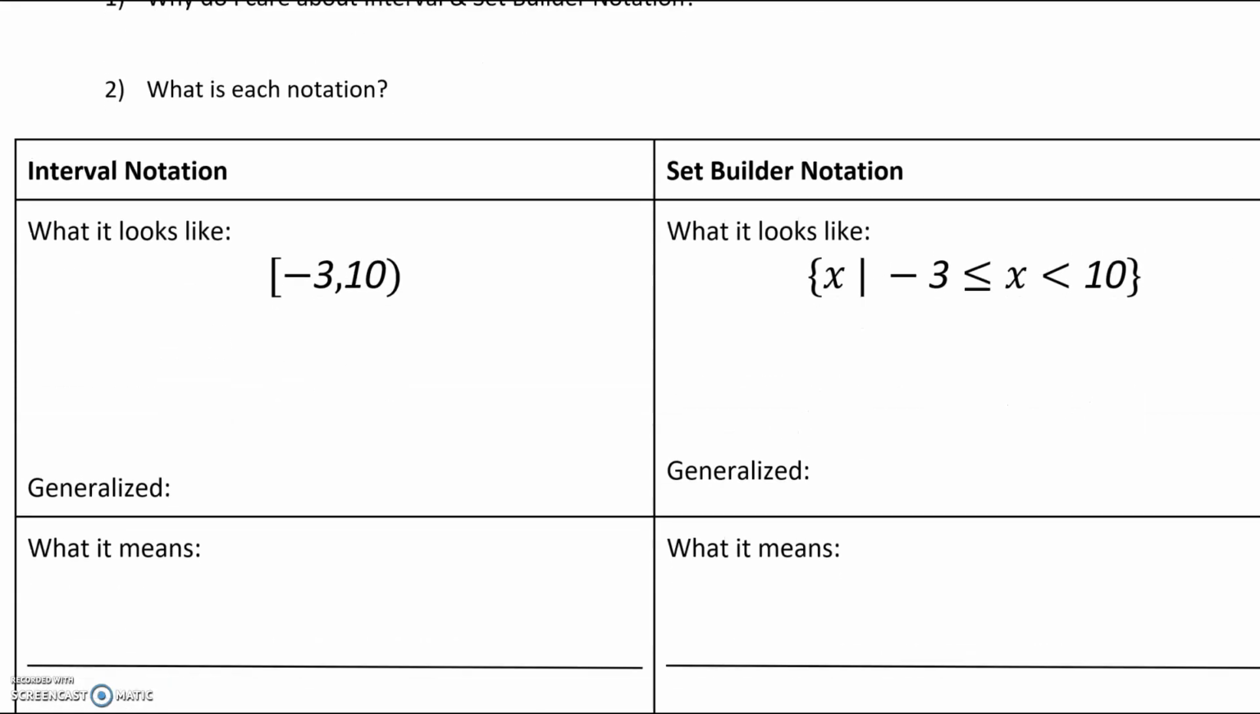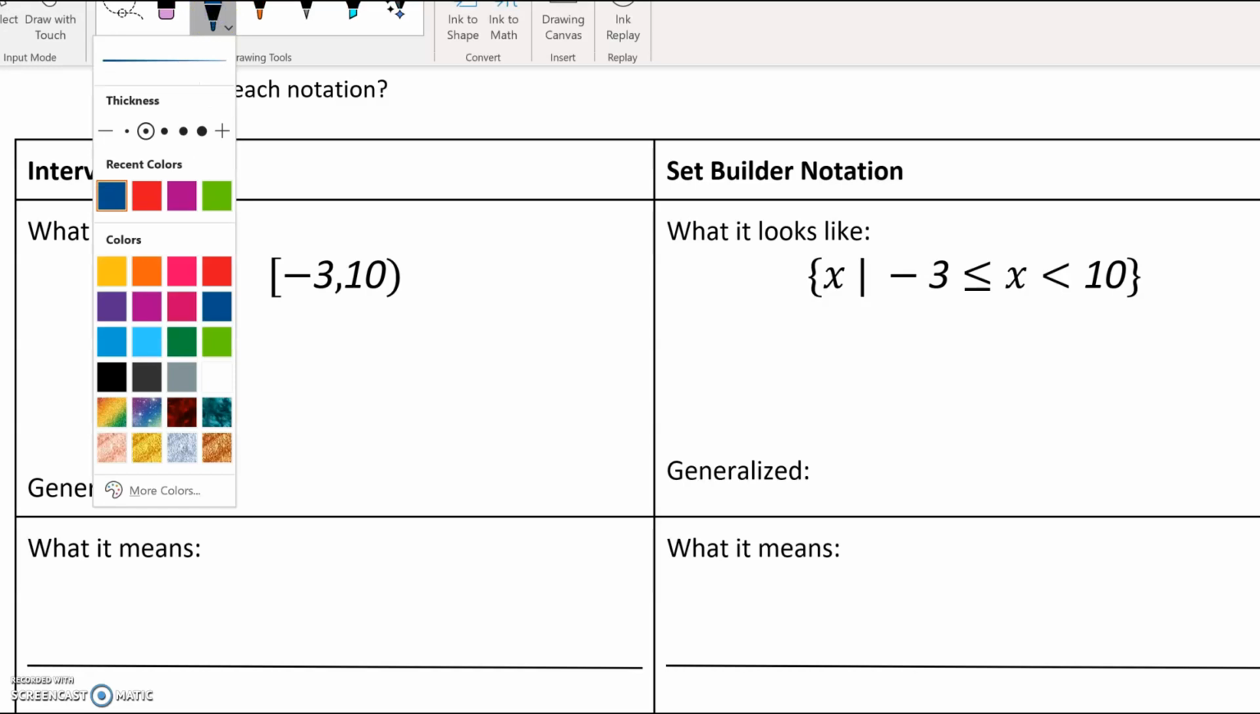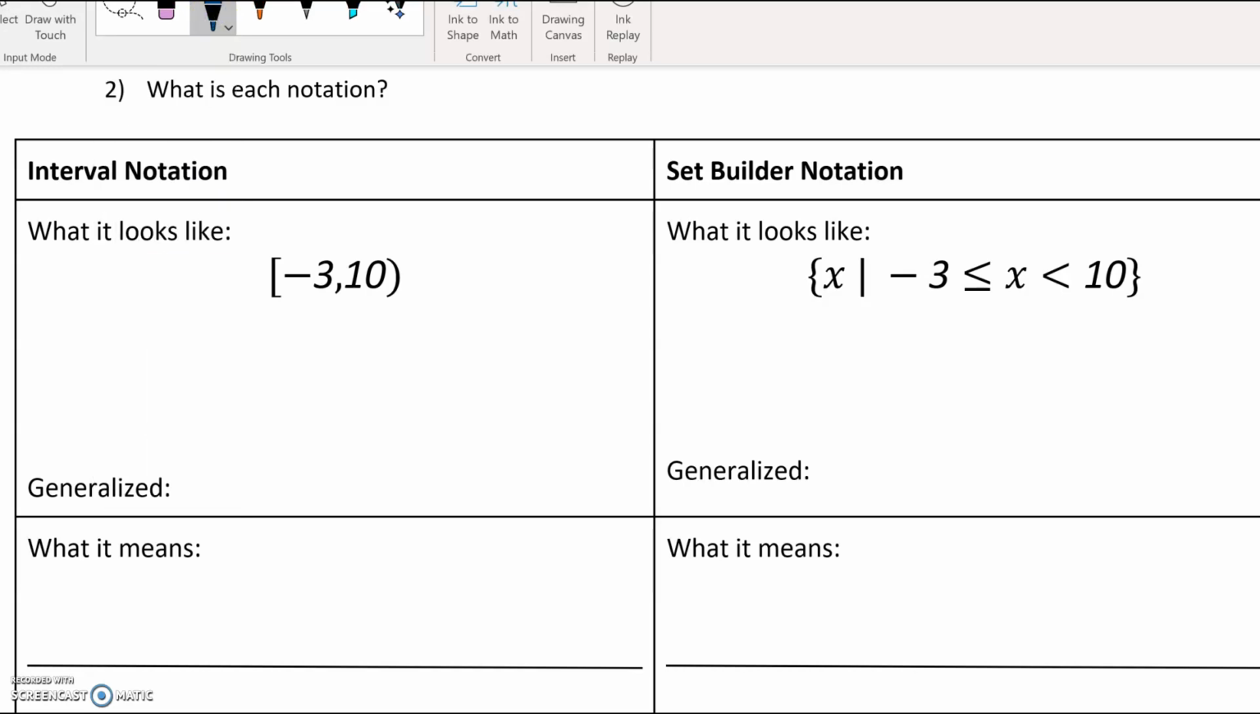And I've given you examples right here. Highly recommend you label them and write these examples down. So first we have interval notation. Here's an example of interval notation. You have this bracket, -3, 10, parenthesis, and so on.